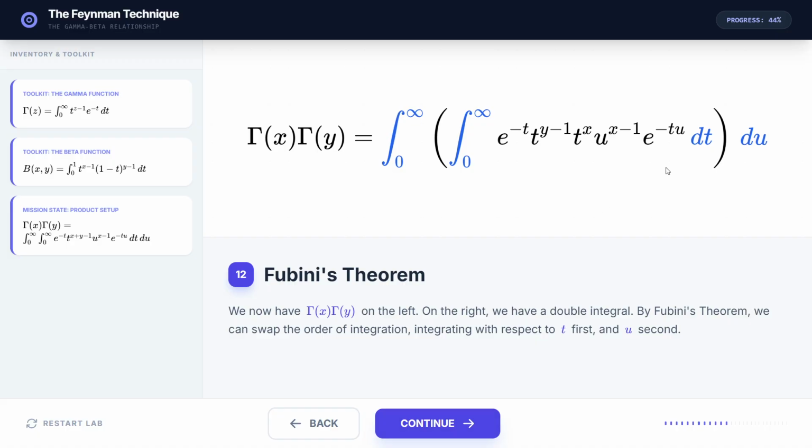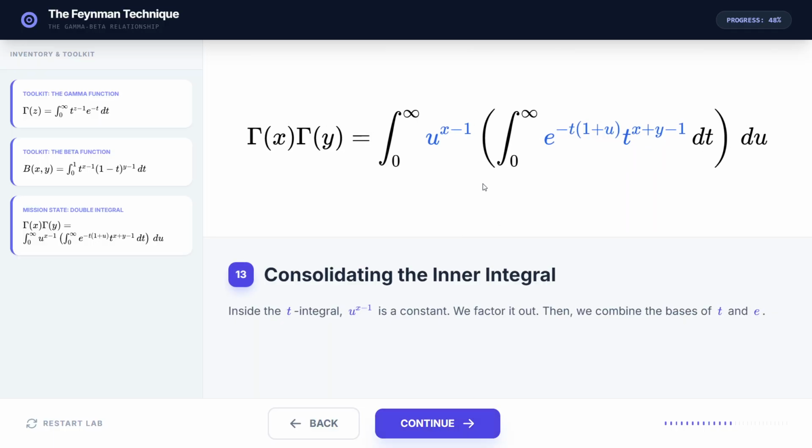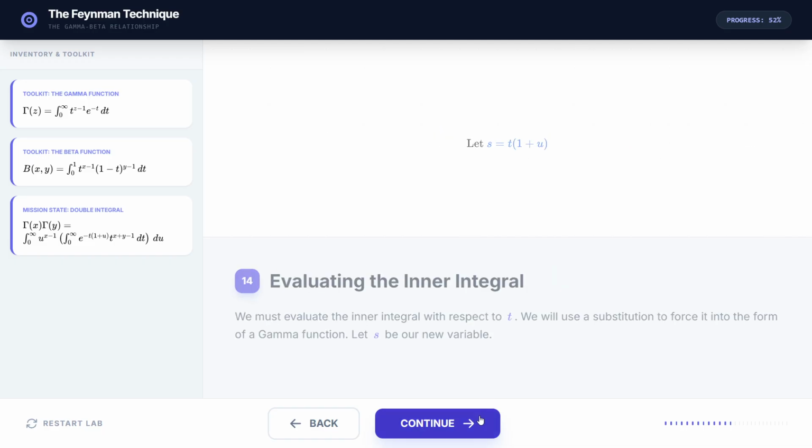All right. And now we can use Fubini's theorem on the right-hand side to swap the order of integration. So we're going to integrate with respect to t first and then with respect to u. And there's no problems with convergence either way, so we can do that. All right, and now we're going to combine factors and things like that and then bring out all the things that don't depend on t inside our inner integral. So we factor out that u to the x minus 1, and now we have this inner integral right here.